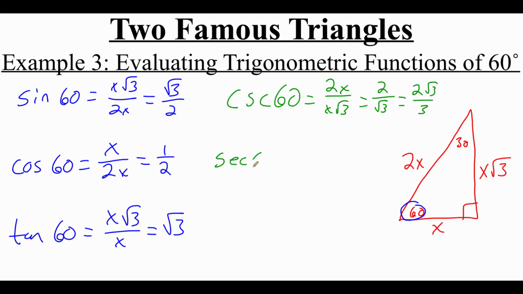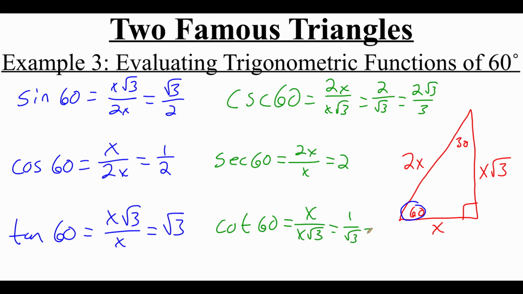The secant of our 60 degree angle is the hypotenuse over the adjacent side. Those x's cancel out, so we just get 2. And if we do the cotangent of our 60 degree angle, cotangent is the adjacent side over the opposite side. Cancel those x's to get 1 over the square root of 3, but then rationalize that to get root 3 over 3.